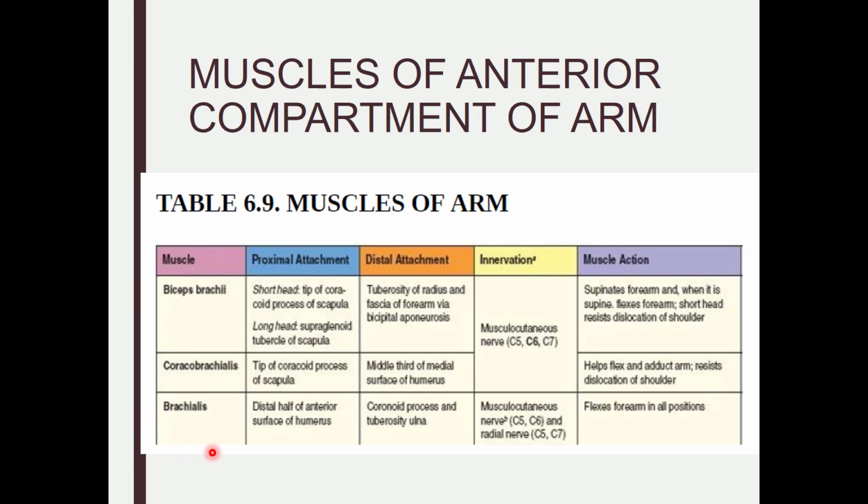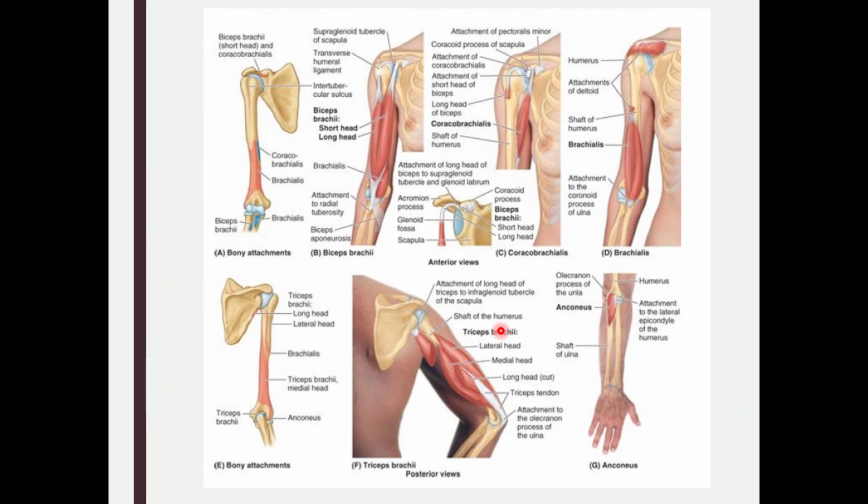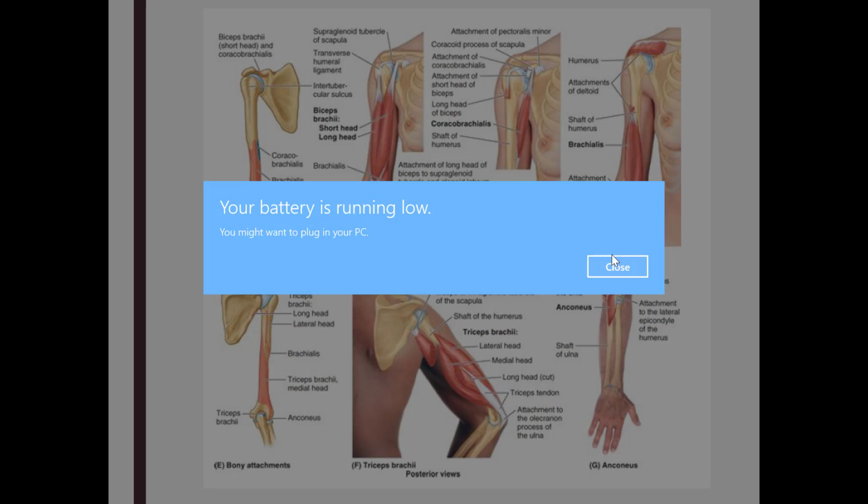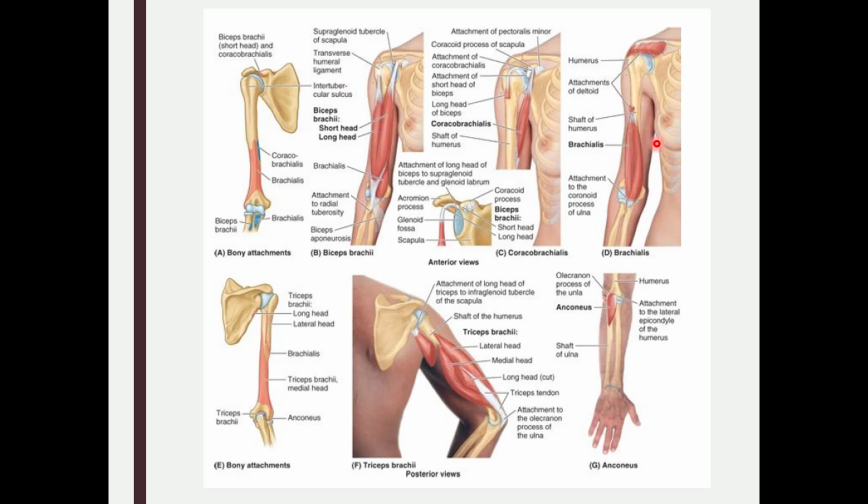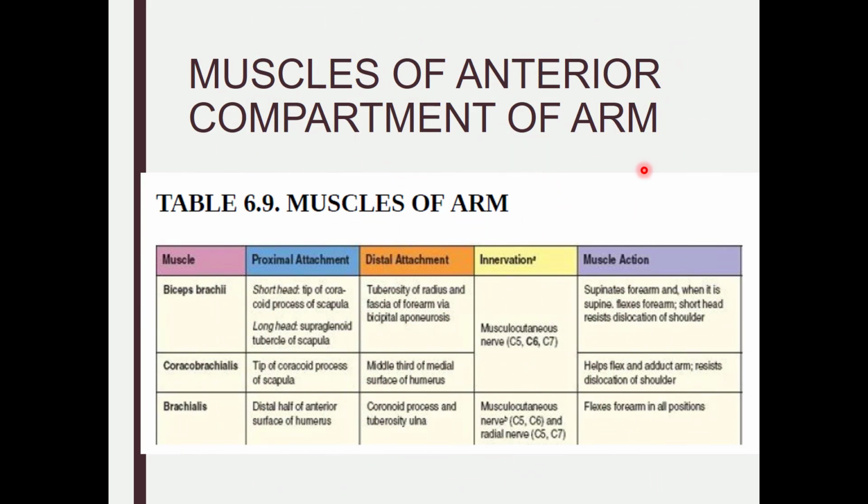Number three muscle is the brachialis muscle. Brachialis muscle originates from the distal half of the anterior surface of the humerus. See here in this diagram, you can see that brachialis originates from the distal half of the anterior surface of the humerus. Okay, and it is inserted over the coronoid process and the tuberosity of the ulna. Okay, coronoid process and the tuberosity of the ulna.